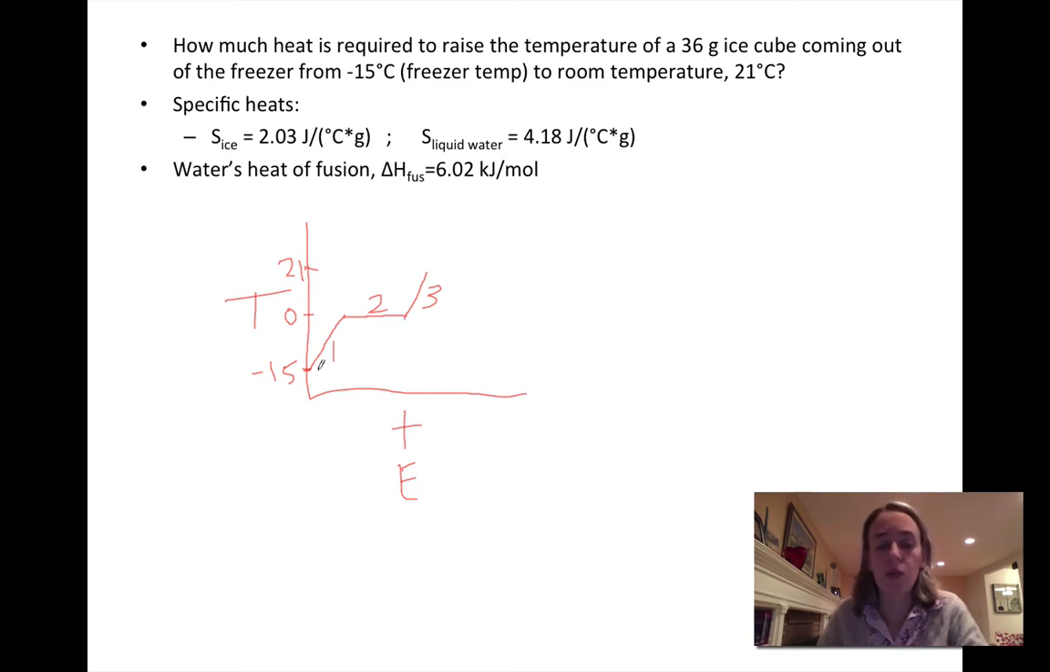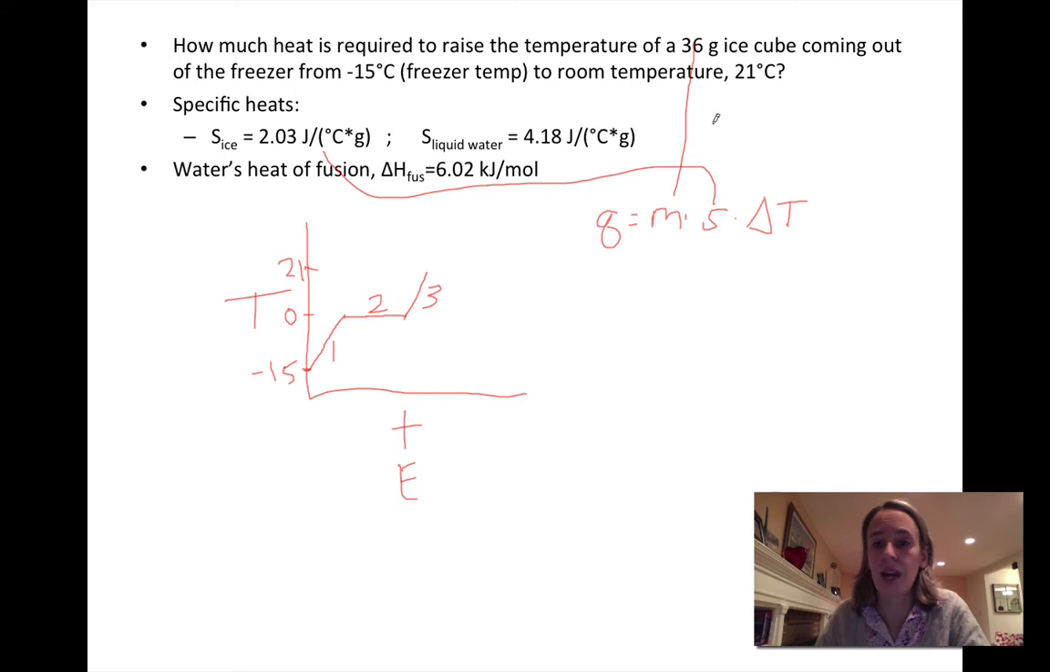So for when we're just heating a substance and not going through a phase change, this is a heat transfer calculation similar to ones you've done before. My heat transfer is equal to the mass of the substance times the specific heat times change in temperature. Now let's look at all of our numbers that we have. Our mass, we have 36 grams. The specific heat we have, and since we're talking about changing the temperature of ice, we need to use the specific heat for ice. So that's that value there.